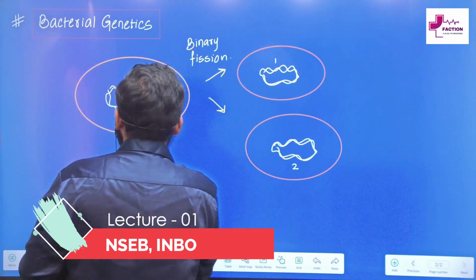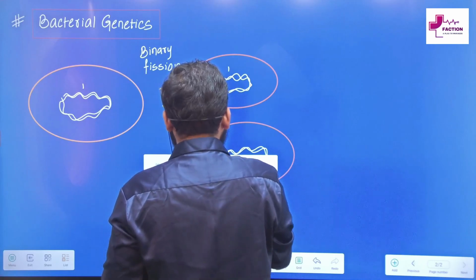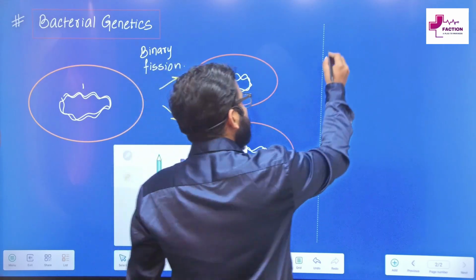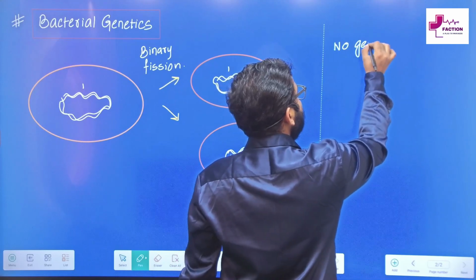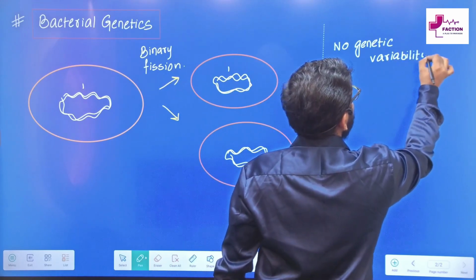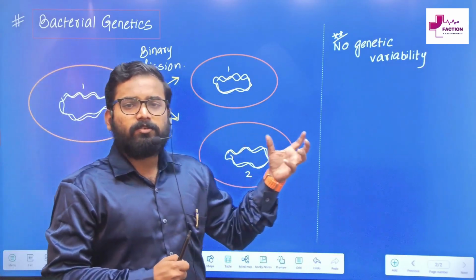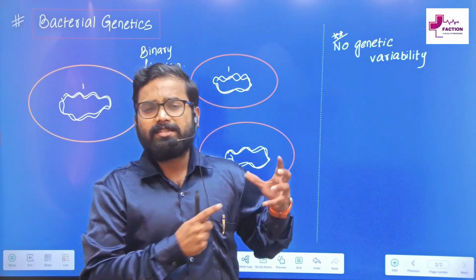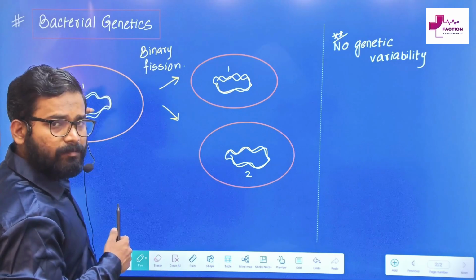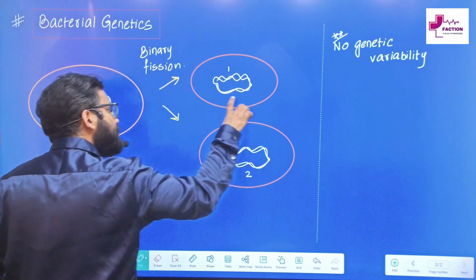The main problem that would arise is that there would be no genetic variability. Now, what does the term genetic variability actually signify? Since this is a type of asexual reproduction, and binary fission is actually a type of asexual reproduction, in such processes there is no genetic variability, or no change in the DNA sequence of the parent and daughter cell. These two daughter cells have exactly the same DNA, which resembles the parent DNA.